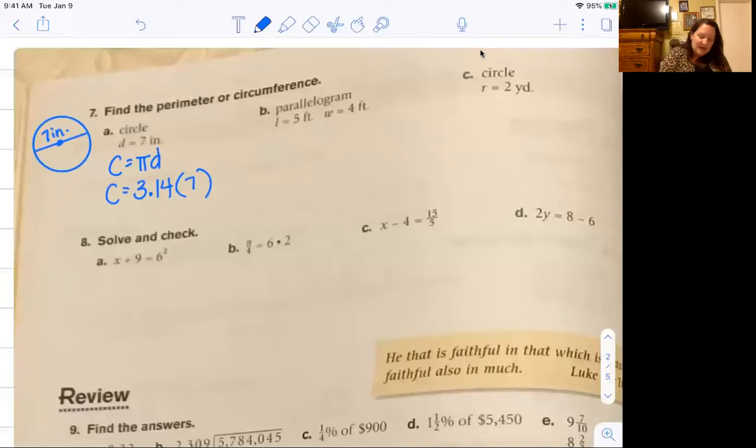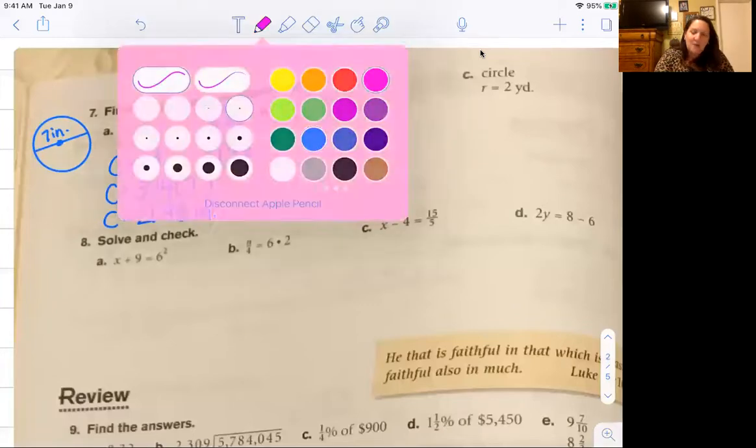Let's multiply it out. 3.14 times 7. 7 times 4 is 28. 7 times 1 is 7 plus 2 is 9. 7 times 3 is 21. So we have circumference equals 21.98 inches, because perimeter or circumference is just inches. Good.